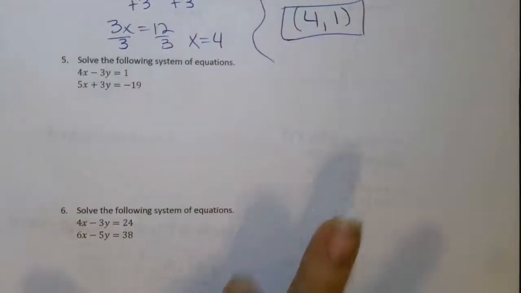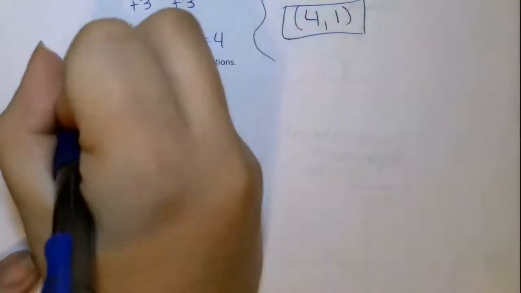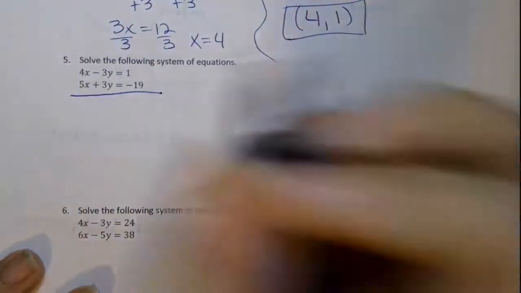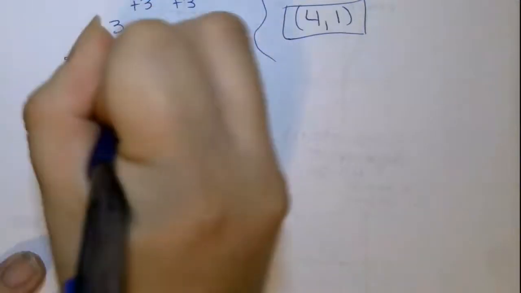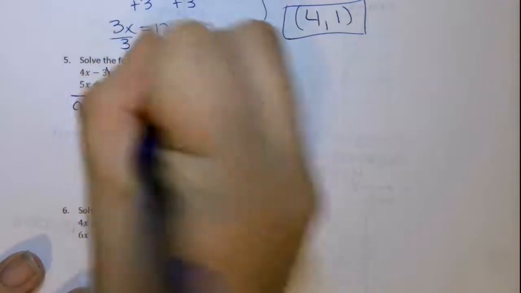Okay. Number 5 wants me to solve the following system of equations. I notice my y variables have the opposite sign and same coefficient, so this makes the perfect case for using the elimination method. I add straight down for this method. 4 plus 5 is 9. The 3's cancel out. 1 minus 19 is negative 18.